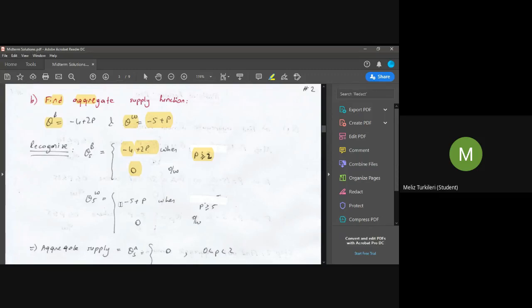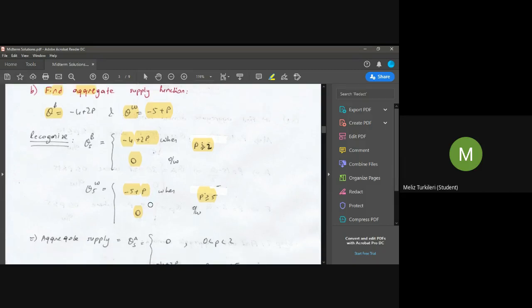Okay? Do the same calculation for the white shirt factory. When the price is higher than 5, this is okay. This gives us a positive supply. But when the price is lower than 5, for example, if the price is 4, then we have a negative supply. Therefore, for a price level lower than 5, the supply should be equal to 0. Okay? I did the same thing that I did in the previous part of the question.